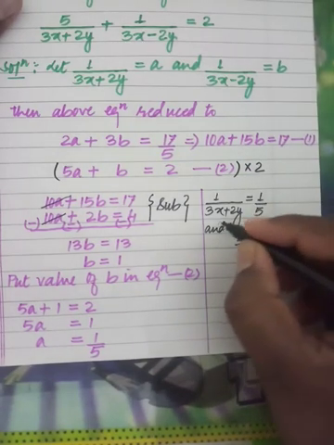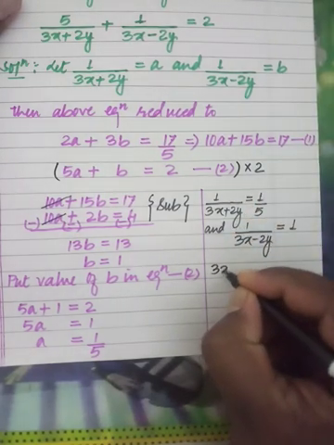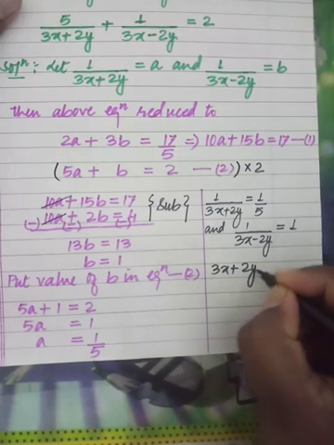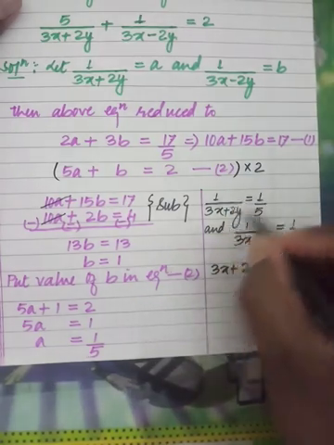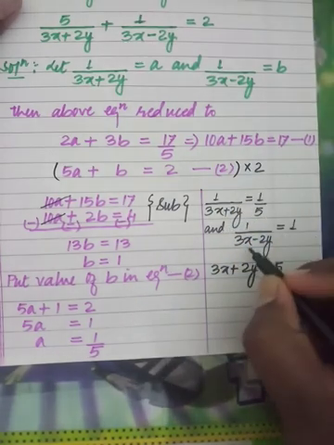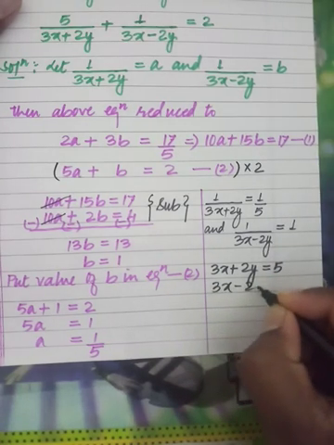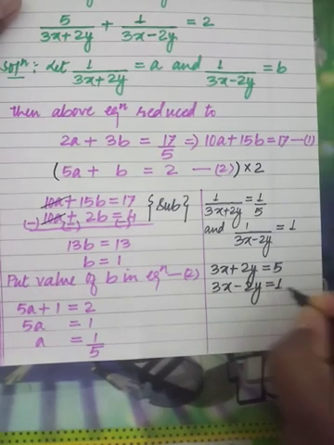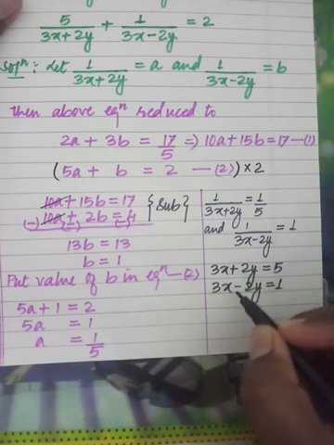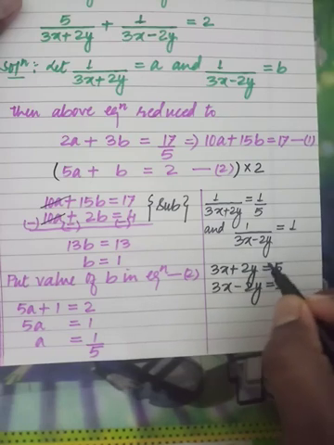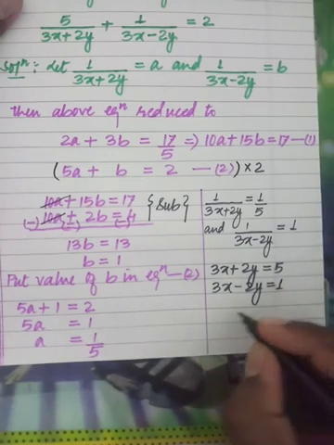So if I cross multiply this, the equation will become 3x plus 2y is equal to 5. We can cross multiply, or we can take the reciprocal of both sides. So if I cross multiply, 3x minus 2y is equal to 1. Now again we have a pair of equations, and you can see these are linear equations, since the highest power of x and y is 1 only. Now we can solve this pair of equations again by the elimination method.